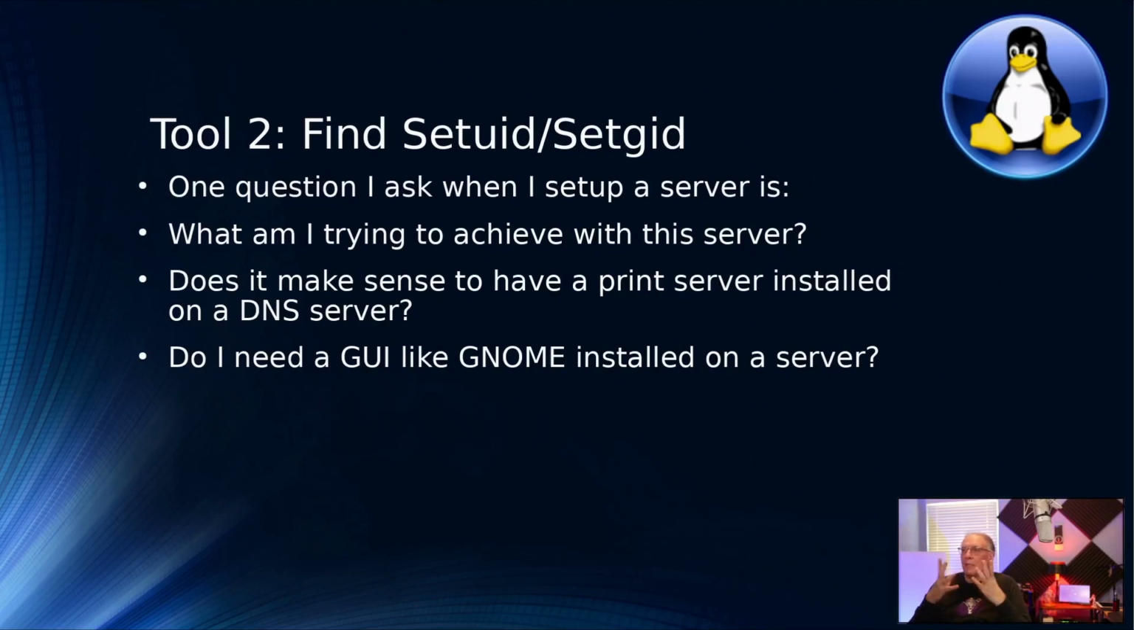So anyway, what am I trying to achieve? And then I'll look at what is installed on the server. A lot of times you go to install what you think is a minimal distribution, and you get a bunch of stuff that you don't really want. So does it make sense to have a print server installed on a box that's serving as a DNS server or a bind server? Probably not. I mean, you probably don't need that.